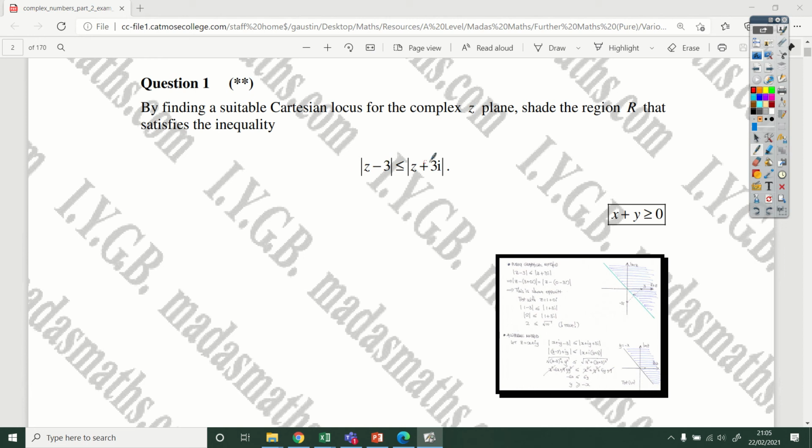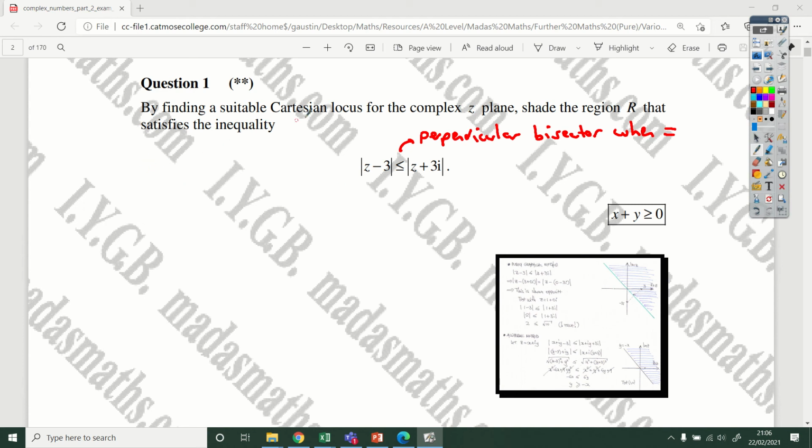Okay, so we know that this is going to give some kind of perpendicular bisector, at least when the two expressions are equal, and then the less than or equal to will give me some kind of region either side of that perpendicular bisector. You can probably see from the picture what's going to happen. Okay, so let's figure out what line we get when these two things are equal.